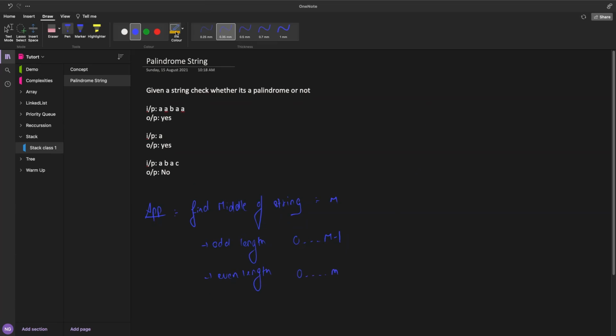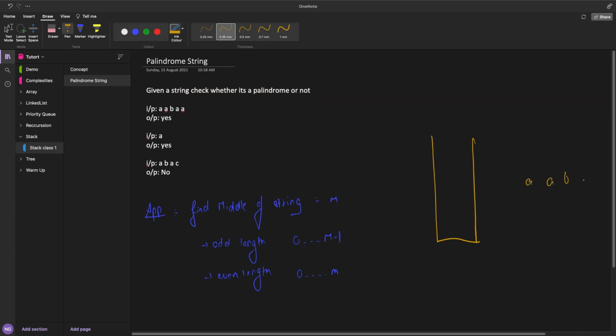For example, this is our stack. You have this string A, A, B, A, A. So the middle element is this. This is an odd length. So I will be inserting the first A, the second A. That's it. From the next iteration, I will compare A and A. They are same, I will remove it. They are same, I will remove it. Like that. This is one of the ways to solve.